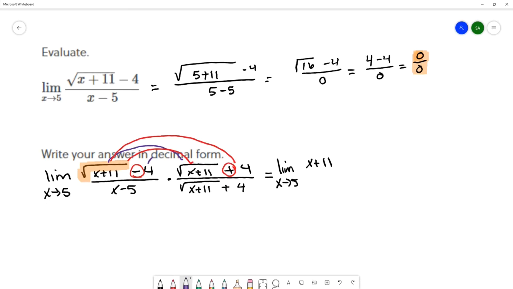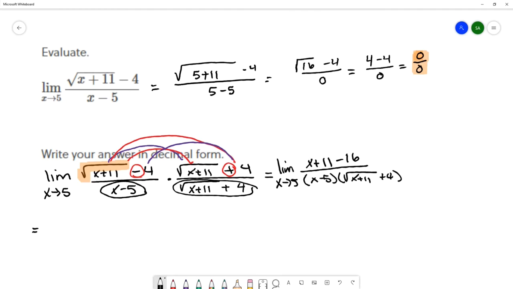And then I'll multiply the last two terms together. Negative 4 times a positive 4 gives me a minus 16. I think I misspoke there. In the denominator, I'm going to leave this in factored form. So I'm not going to multiply everything out. I'm leaving it in factored form because I'm hoping that one of these factors will cancel out once we've simplified the numerator completely. So I have a factor of x minus 5 from this fraction, and a factor of square root of x plus 11 plus 4 from the other fraction.